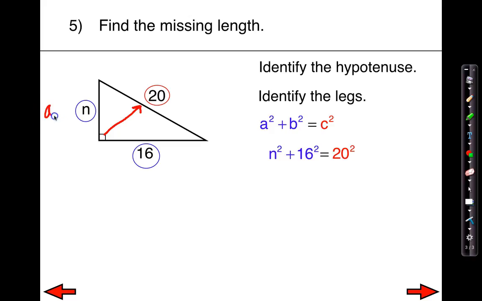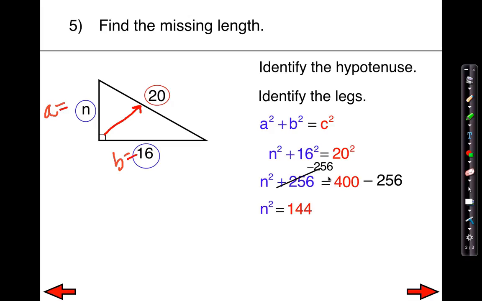So in this case, I just considered a as n and b as 16. Again, you can always alternate it. It really doesn't matter which one you call a and which one you call b. So now I'm left with n squared plus 256 equals 400. Now I want to solve for n. So the first thing is I need to at least isolate n squared. So I'm going to subtract 256 from both sides, which leaves me with n squared equals 144. Almost done. Going to take the square root of both sides, and we're left with n equals 12.